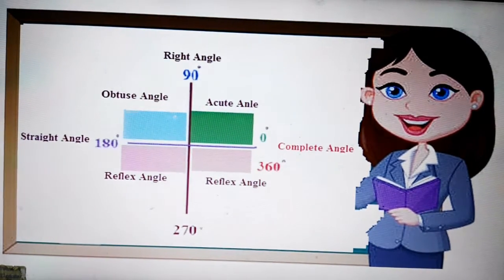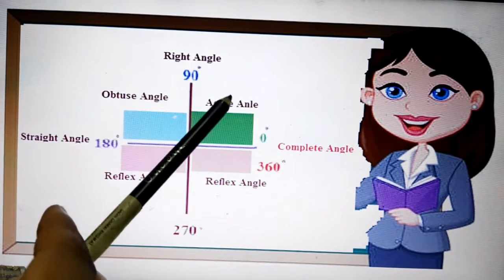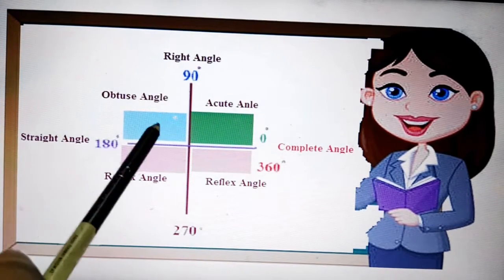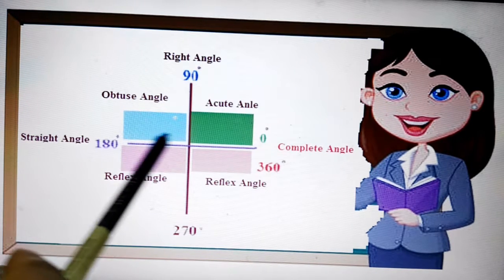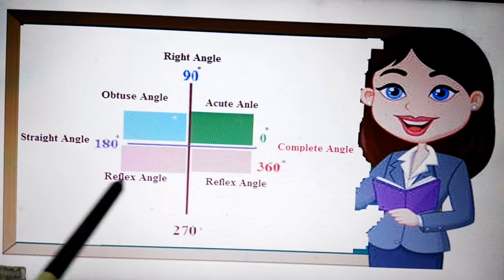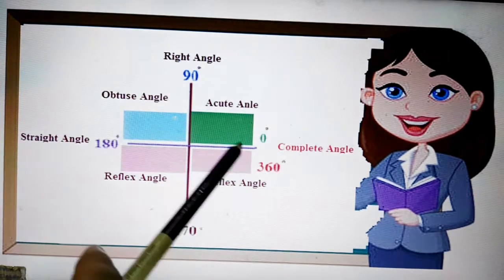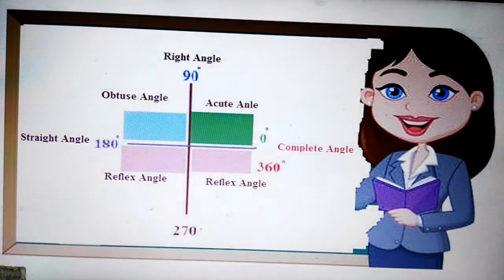Now here our angles are completed. Acute angle 0 to 90 degrees, obtuse 90 to 180 degrees, 180 degrees full straight line, greater than 180 degrees is reflex angle, and angle 360 degrees is complete angle. So our plane is complete now.